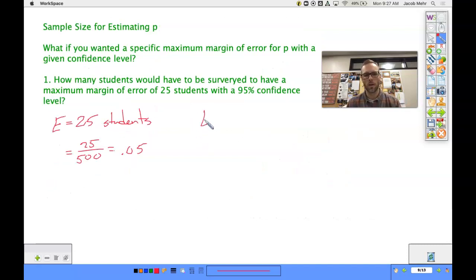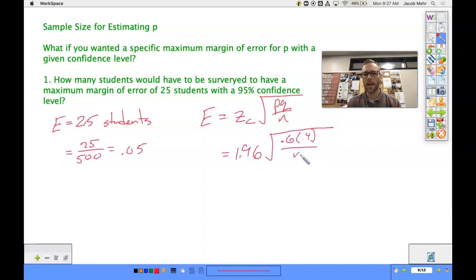So let's work backwards. Remember that error is the critical z-score times the square root of pq divided by n. If we're still with the 95%, it's still 1.96. P hat was 0.6, q hat was 0.4. But now we want to find n, and we want this error to equal 0.05. So let's solve this. I'm going to divide by 1.96. I'm not going to type that in my calculator yet because I don't want to start using a lot of rounded answers.